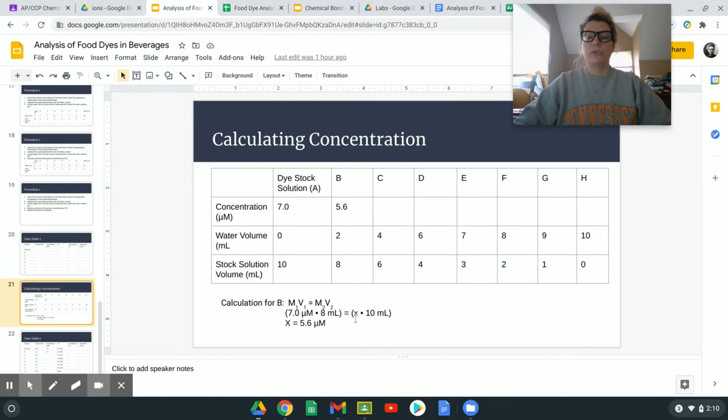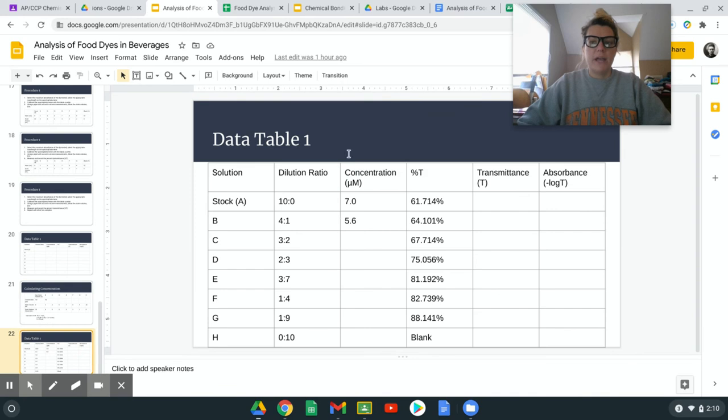I'm going to set that equal to, I'm now trying to figure out the new micromolar concentration, and my solution is additive. So if I have 8 milliliters of the stock solution and 2 milliliters of water, that means my solution is 10 milliliters total. So when I solve for X, the concentration of the B test tube is 5.6 micromolar. Okay. So you're going to fill that information in. You'll notice that I've already done the dilution ratio as well, and I went ahead and put the data in that we collected during the lab.